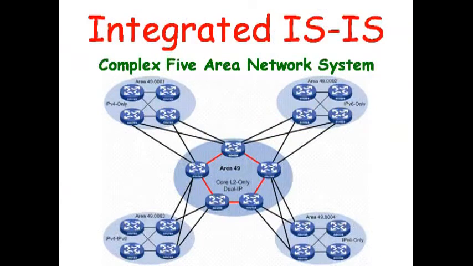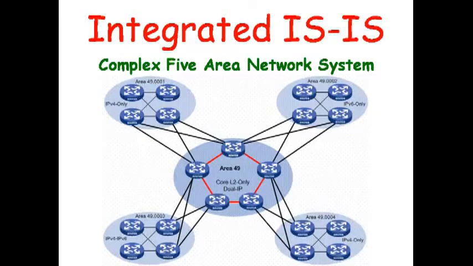IS-IS stands for Intermediate System to Intermediate System and is a routing protocol similar to OSPF. It is a link-state protocol which uses a topological database to give a complete view of the network. Routers which connect to other routers in the same area are called Level 1 routers. Routers which connect with other routers in different areas or as part of the backbone are called Level 2 routers. Routers which do both are called Level 1, Level 2 routers.